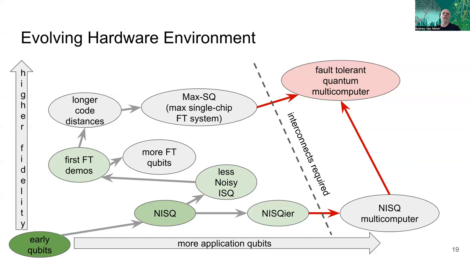So we can say that NISQ multi-computers exist today, and we can say that NISQ intermediate scale computers exist today, and the first fault-tolerant demonstrations are starting to develop. And so the question is, how do we get to that fault-tolerant quantum computer that's in the pink bubble in the upper right up there?